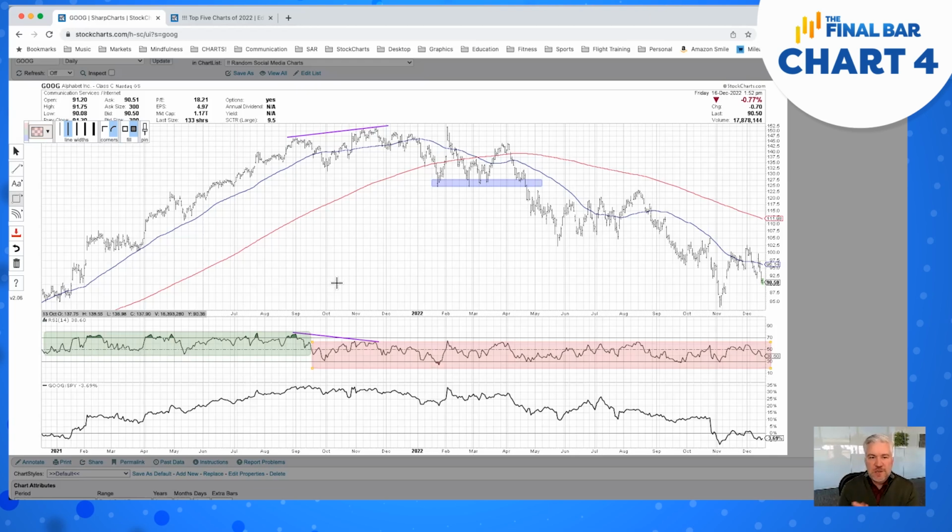Now, why is this an important example to look at as we're talking about the top 5 charts, and how can this one individual name be worthy of being one of the top 5 charts of 2022? Because I think the chart of Alphabet represents numerous charts in the equity space that were in one phase in 2021 and another phase in 2022.